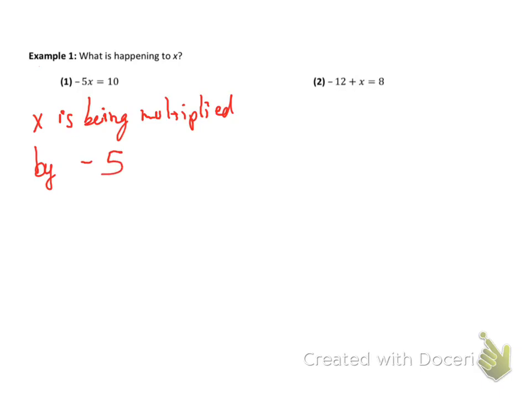In our second example, we see negative 12 plus x equals 8. Maybe you can see what's going on already. Maybe you know how to get the x alone. But if I rewrite this as x minus 12 equals 8, you can tell that that 12 is being taken away or subtracted from x.